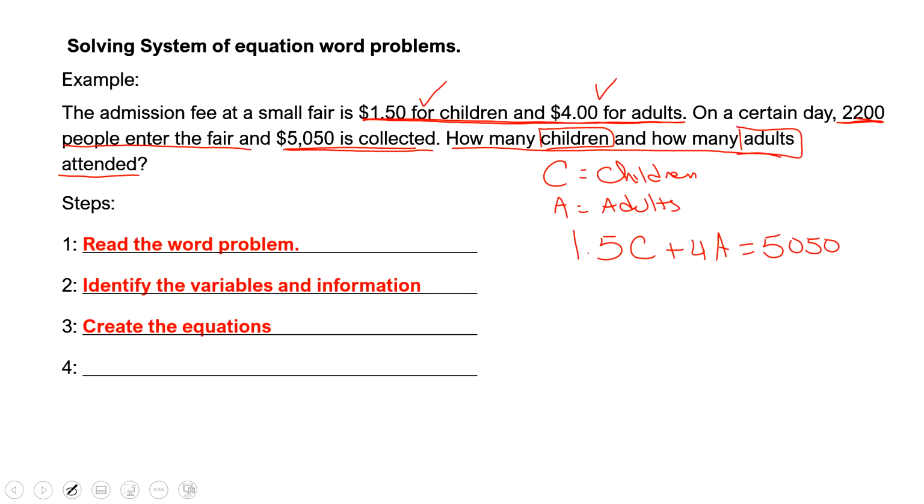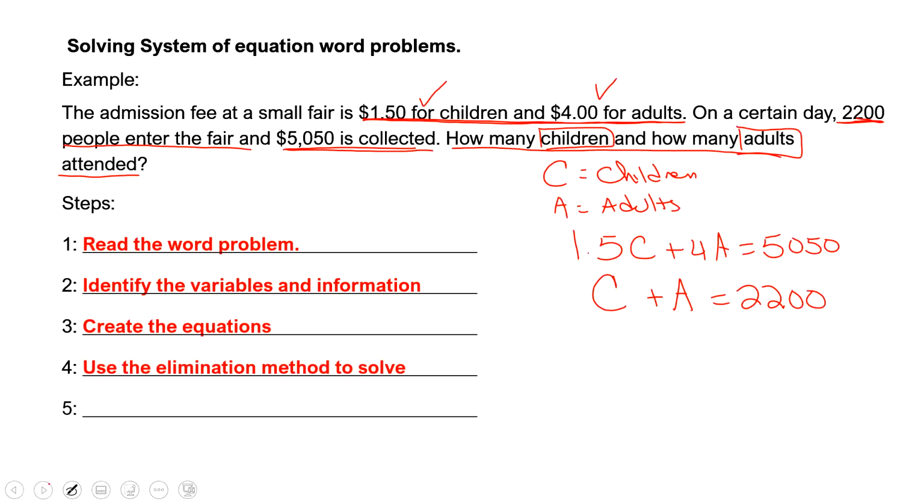You also know there were 2,200 people attended one day, so the total number of children is just C, plus the total number of adults, equals 2,200. That's what we're going to solve. So those are our two equations now. Now we go through and do our other steps. We use elimination usually because it's going to be complicated sometimes to solve for the variable.